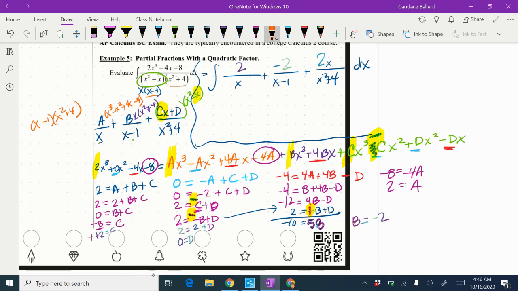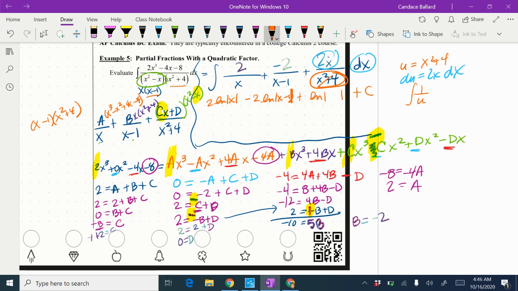I'm ready to integrate. So when I integrate this first one, it's like a 1 over x. So 2 natural log absolute value of x minus 2 natural log absolute value of x minus 1. And then this here, think about it. It's good old U substitution, right? So U is equal to x squared plus 4, meaning that du equals 2x dx. I have the 2x dx, so I don't even have to really do anything. If I was thinking about my U sub, it would be 1 over U. So when I integrate 1 over U, I get the natural log absolute value of U plus c, and I could just sub my U back in there. So x squared plus 4.